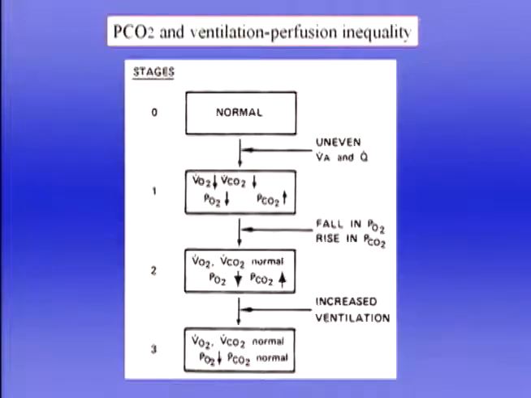Let's ask the question, what happens to gas exchange if we impose uneven ventilation and blood flow on this normal situation? And the answer is that both the oxygen uptake and the CO2 output fall, and along with that, the PO2 in the arterial blood falls and the PCO2 rises. Why do the oxygen uptake and the CO2 output fall when we impose ventilation perfusion inequality? The answer is, it's because the lung becomes more inefficient at gas exchange.